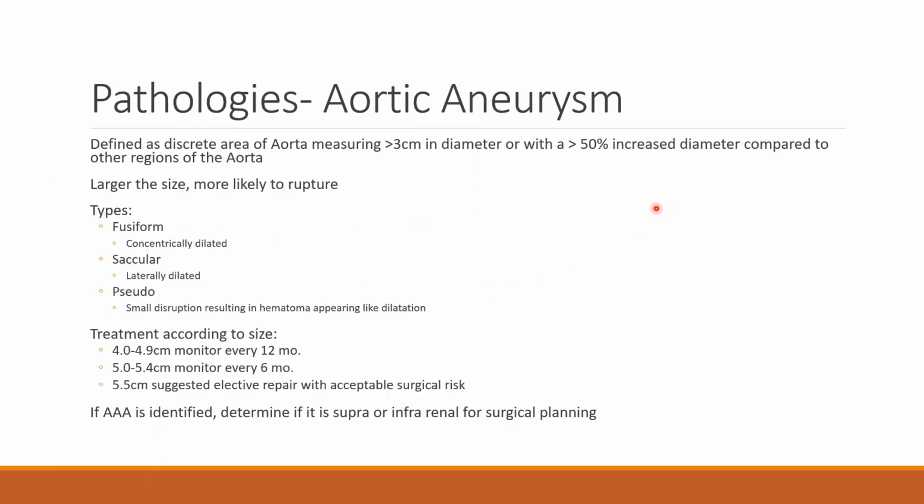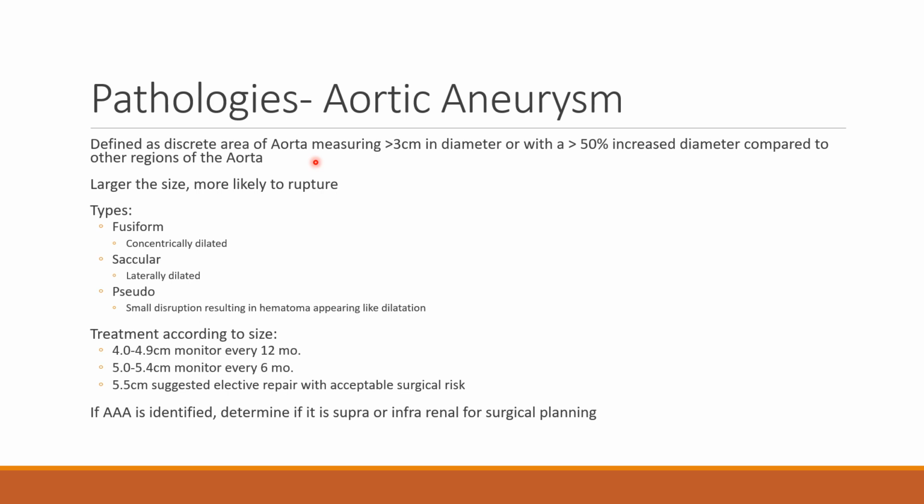So when you're looking at your aorta, what are you worried about seeing? The first thing you're most often going to see is an aortic aneurysm. The aortic aneurysm is defined as a discrete area of aorta measuring greater than 3 centimeters in diameter, or with a greater than 50% increased diameter compared to other regions of the aorta. This is where that ectatic aorta comes into play. So if you have a patient with just a very ectatic, dilated aorta all the way down, we can't necessarily call the whole thing an aneurysm.